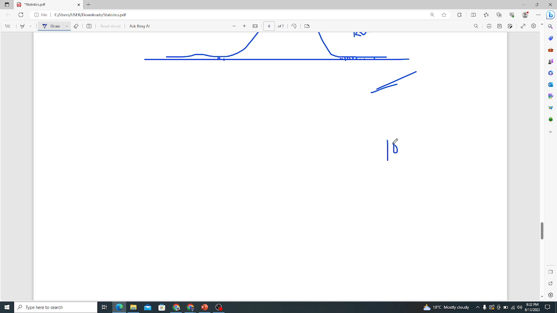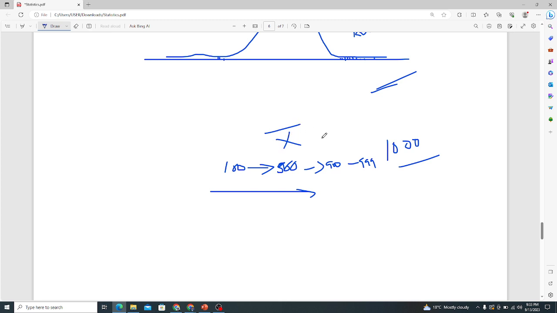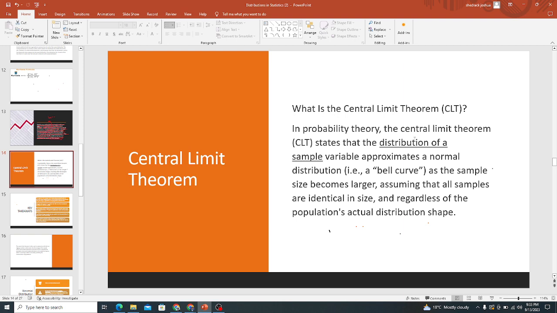Like for example, let's assume we have a population of 1,000, okay, and out of 1,000 we took a sample size of 100. So as we are increasing the sample size to 500, to 900, to 999, you'll find that the mean of this sample, that is x bar, will approach the mean of the population, which is our mu. Same happens to the standard deviation, okay.